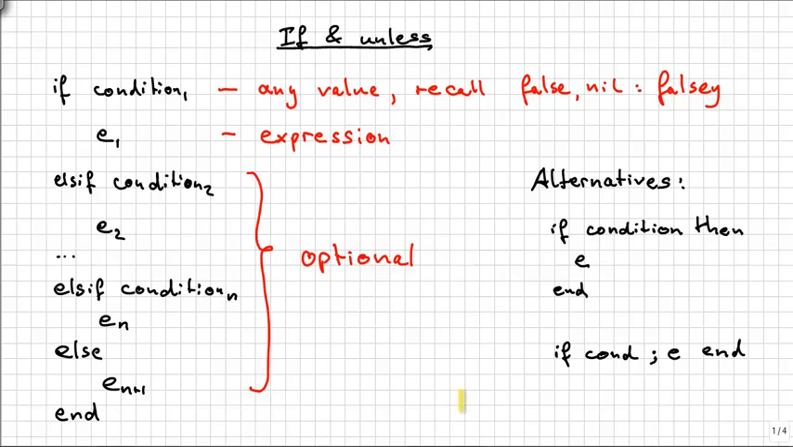There are multiple different ways of writing if conditions. So you can write if condition then and end. In shorthand, you can have the same effect if you write if condition semicolon and end. This allows you to write both the condition and the expression you want to evaluate if the condition is true on a single line.